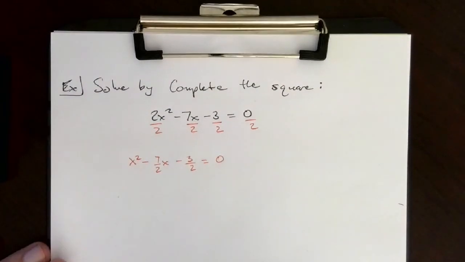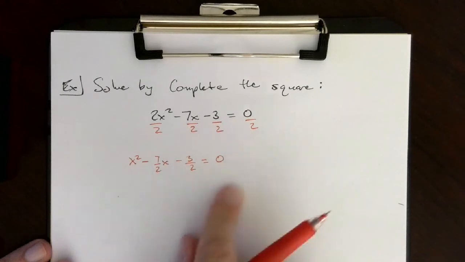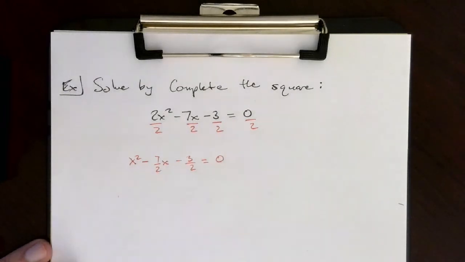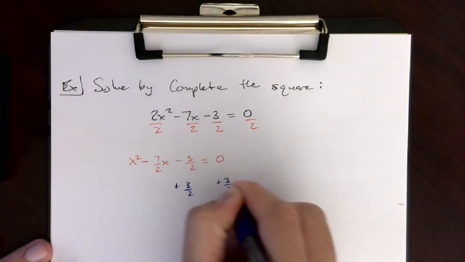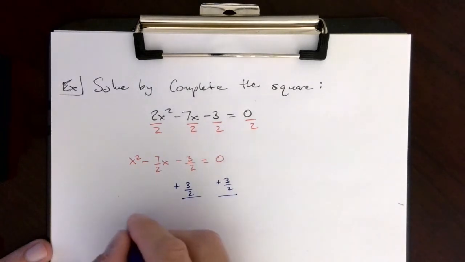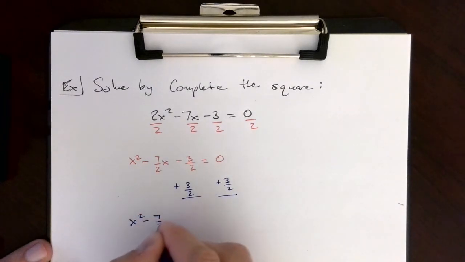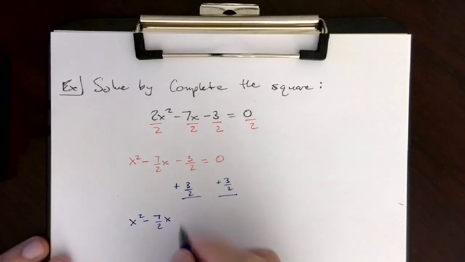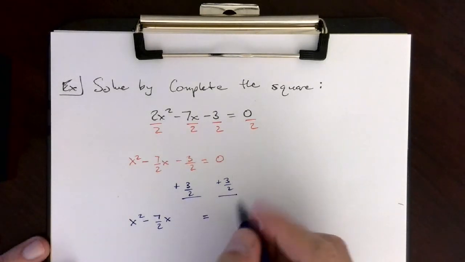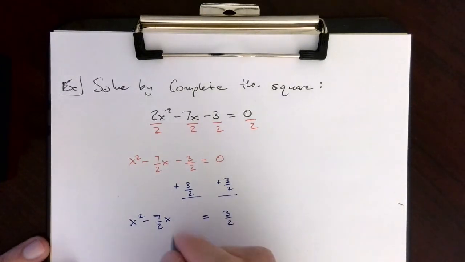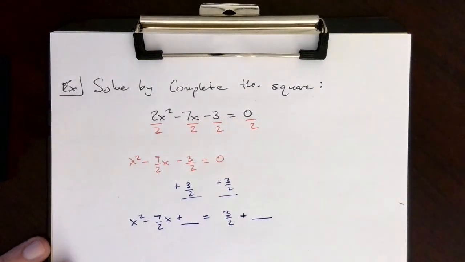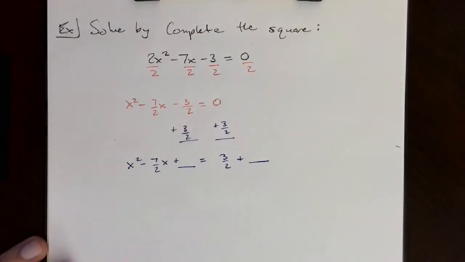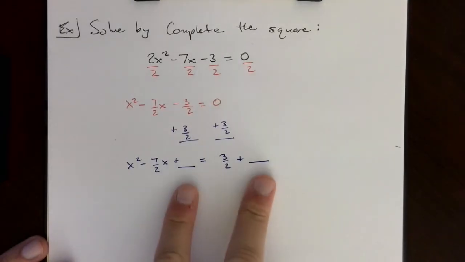Now remember what you want to do. You want to get the constant on one side of the equation and the variable parts on the other. So your next step would be to add 3/2 to each side. I end up with x squared minus 7/2 x is equal to 3/2 on this side. And if you remember what I did before, I like to put a blank here because we know we're going to be adding something to each side. So plus a blank and plus a blank, because this is where we're going to use our complete the square step in the next step.